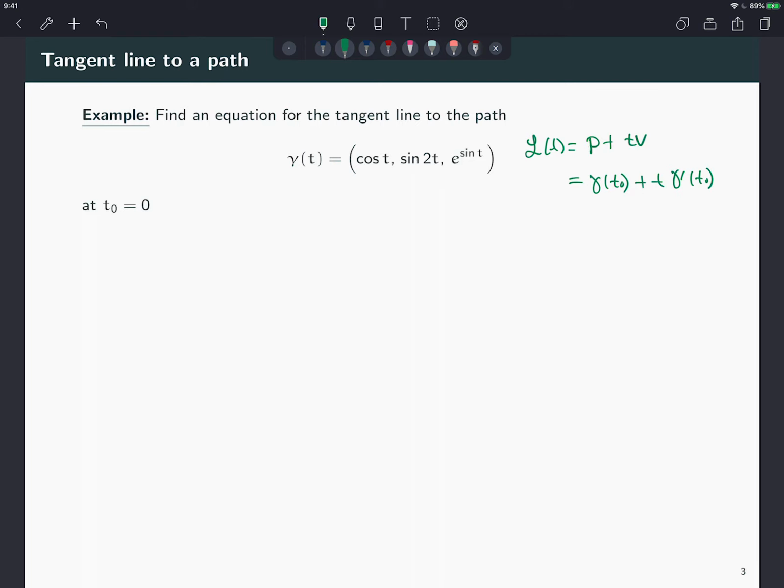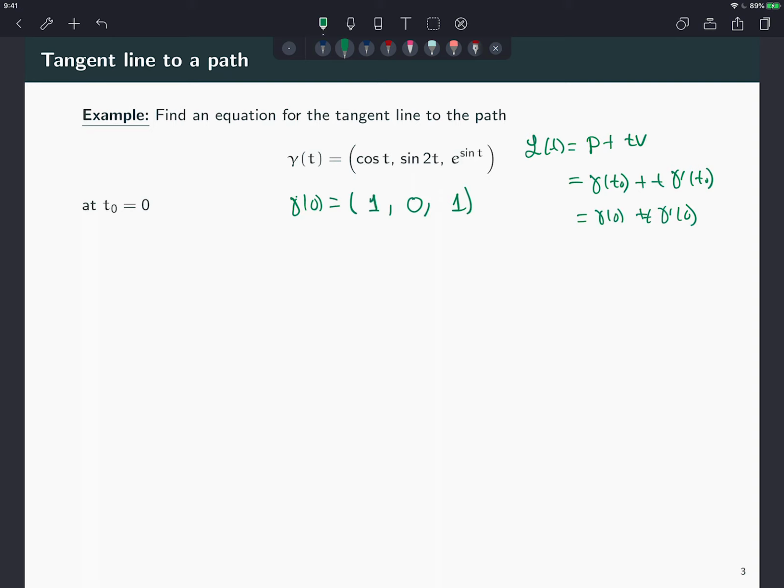So t0 is 0, so I need to find who is gamma of 0 and who is the derivative at 0. So let's find gamma of 0. The path at 0: cosine of 0 is 1, sine of 0 is 0, and e to the sine of 0 is e to the 0, so it'd be 1. So that's the point.